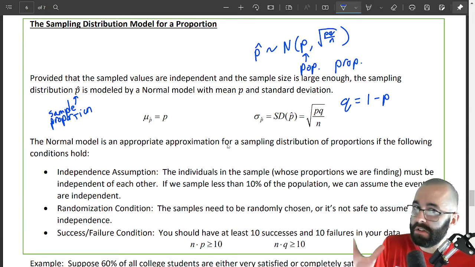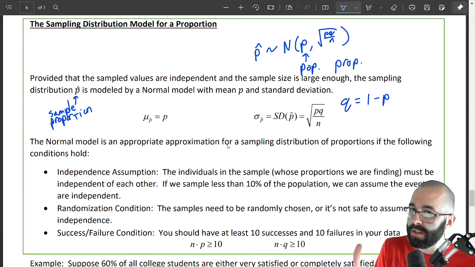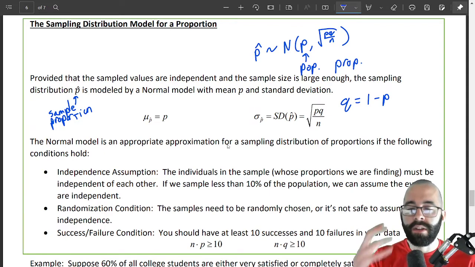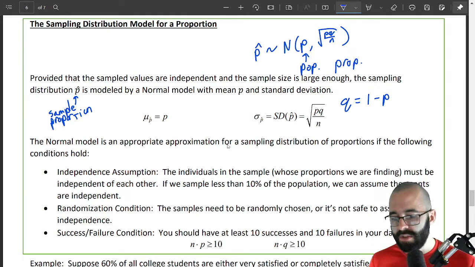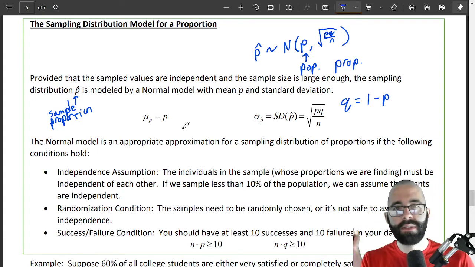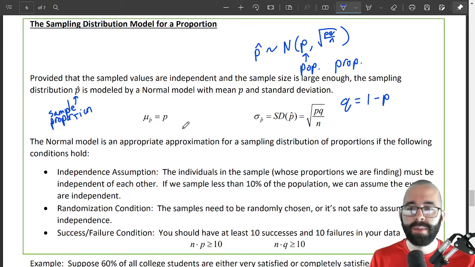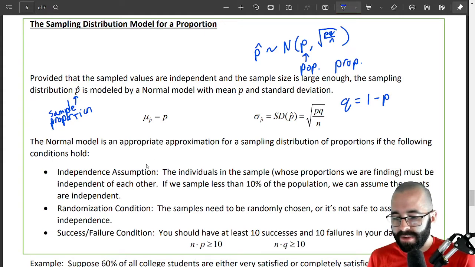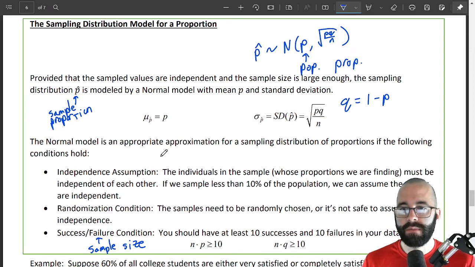So it looks a little different than the one for means, different formulas, but the theory and the logic and how it looks is actually very, very similar. And so this normal model for a sampling distribution is a good, appropriate approximation if these three conditions hold. Independence. Oh, that was the same as last time. Randomization, that's the same as last time. And this last one is basically sample size. But they manifest a little differently.